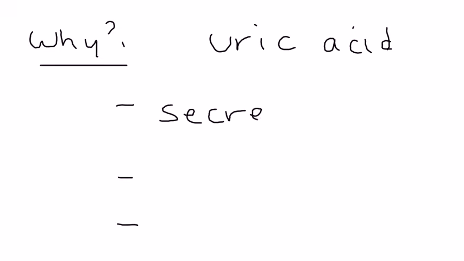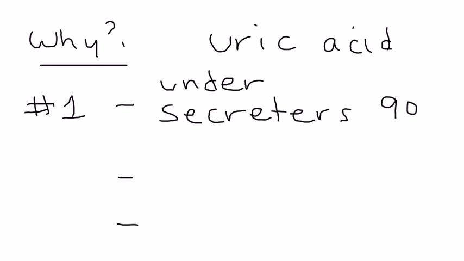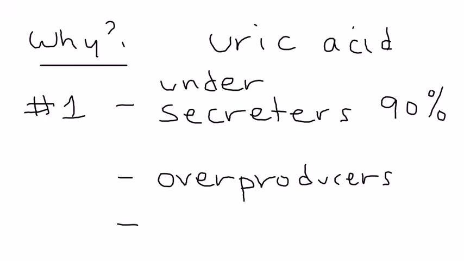The first is that the person's uric acid level in their body is normal, but they are not able to secrete it by the kidney. These are known as undersecretors, and this is the number one cause. I think 90% of gout cases are undersecretors. Another cause is overproducers, people who produce too much uric acid. Those are the two main categories.